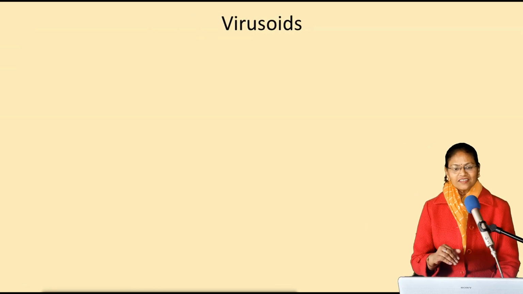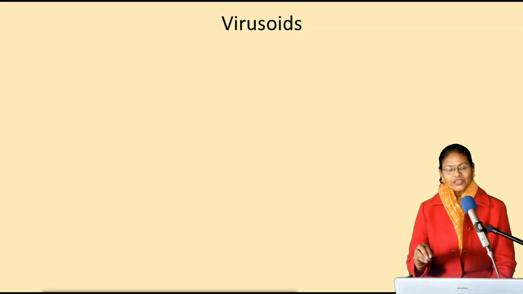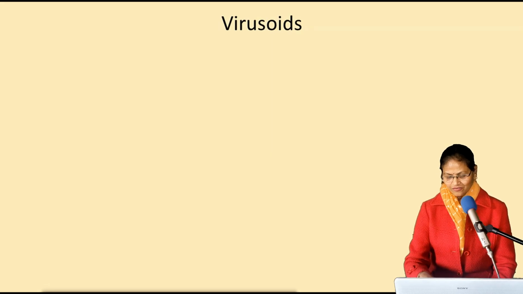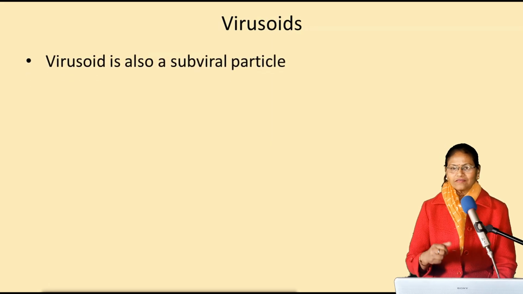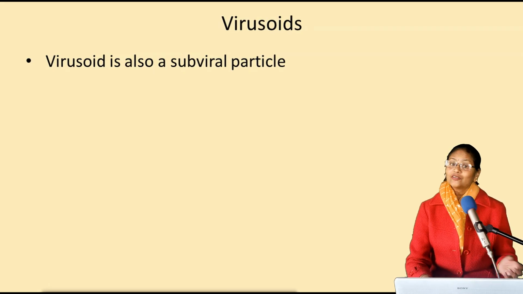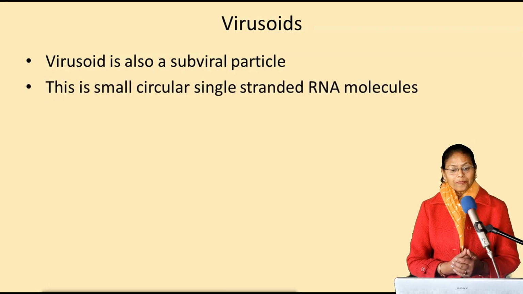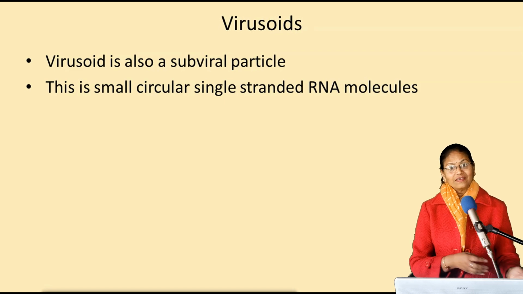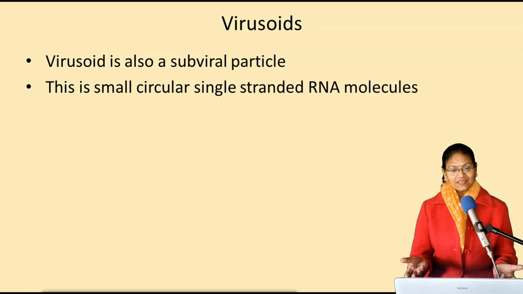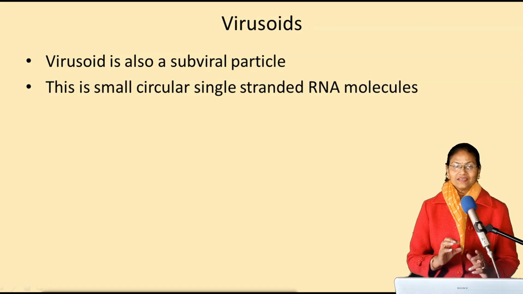Now there is another term which is known as virusoid. Let's see what these virusoids are. This is also a subviral particle. That means they are very small and have a simple structure. So let's see how they are different from the other subviral particles. This also has a circular single-stranded RNA molecule, just like the previous one. So the same structure, a circular single-stranded RNA molecule, and also a very simple and very small structure.